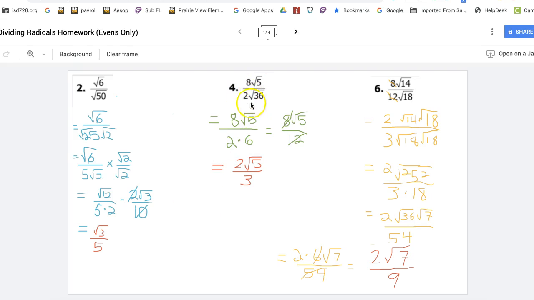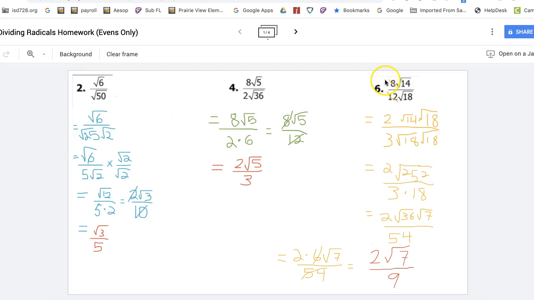All right, number 4, 8 root 5 over 2 root 36. I like 36, perfect square number, so 2 times 6 on the bottom. 8 root 5 over 12. Since both of these numbers are on the outside, I can treat it like 8/12 and simplify. I divided both of them by 4. I get 2 root 5 over 3 as a final answer for number 4.